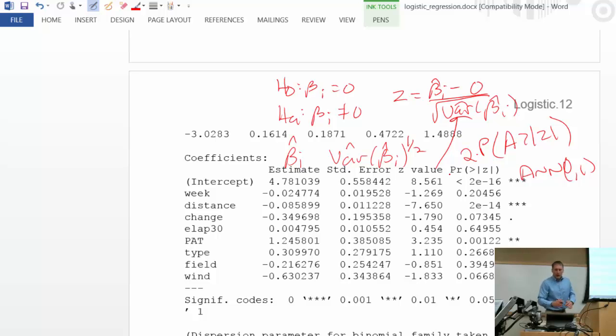So for example, we can see that weak has a p-value of 0.2. So would we typically reject or not reject H0? We don't reject H0, meaning that given all the other variables are in the model, there is not sufficient evidence to indicate that weak is indeed important. How about for distance? Do we reject or not reject? We reject. That's 2 times 10 to the negative 14th power. So that p-value is very, very small, saying that there is sufficient evidence to indicate that distance is important, given all the other variables are still in the model.